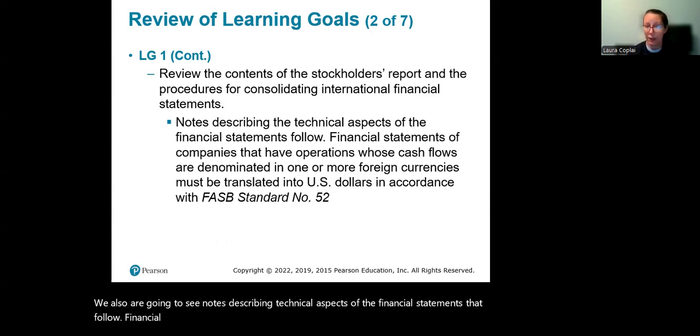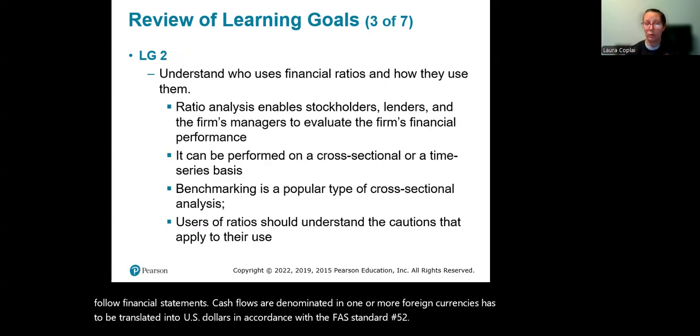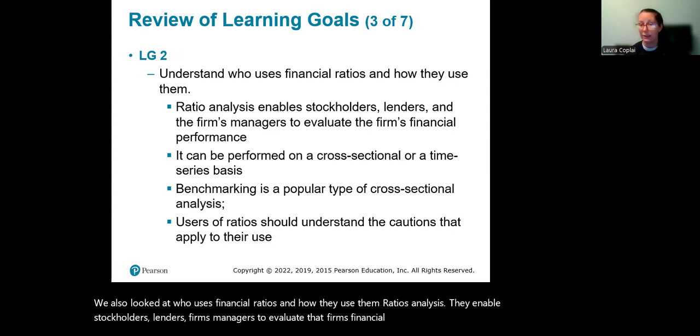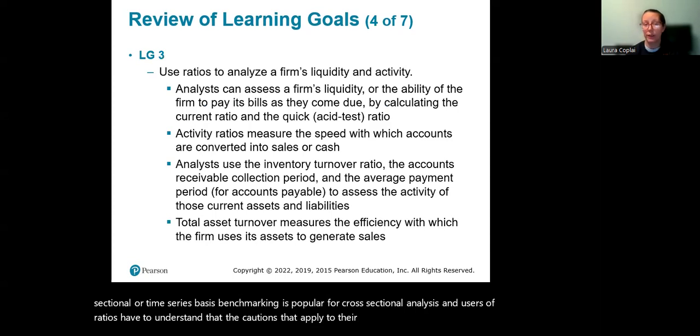Financial statements with cash flows denominated in one or more foreign currencies have to be translated into US dollars in accordance with FAS standard number 52. We also looked at who uses financial ratios and how they use them. Ratio analysis enables stockholders, lenders, and firm managers to evaluate the firm's financial performance on a cross-sectional or time series basis. Benchmarking is popular for cross-sectional analysis, and users of ratios have to understand the cautions that apply to their use. We also looked at ratios used to analyze the firm's liquidity and activity.